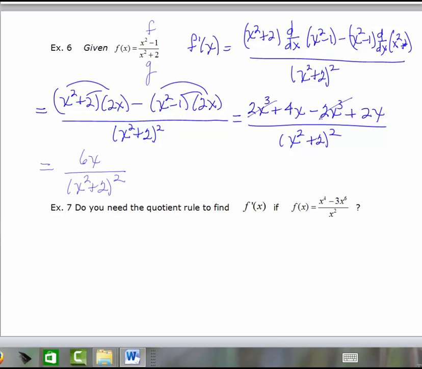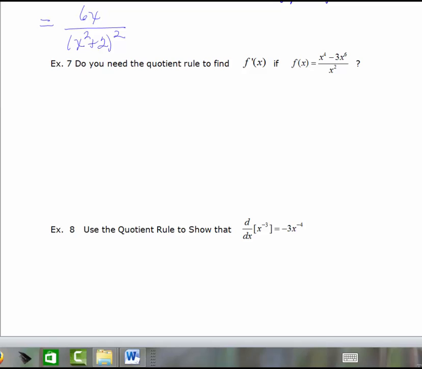And so let's look at a scenario where we don't necessarily need the quotient rule. When you have a monomial in the denominator, you are allowed to rewrite the fraction, or the quotient, into two separate fractions. So I'm not going to take the derivative yet, but I'm going to rewrite this as f of x equals x to the 4th over x squared minus 3x to the 6th over x squared. I'm going to simplify that.